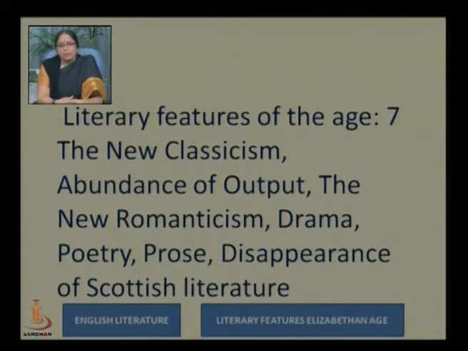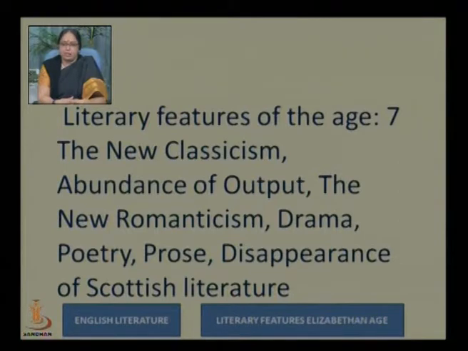We can also look at the next literary feature, which is abundance of output. This period is the most vibrant period. This is the richest period of English literature, as you will find that a lot of works were written and a lot of great writers were born, and Shakespeare, who is synonymous with English literature, also wrote during this period. We'll have a look at the new Romanticism of the age.